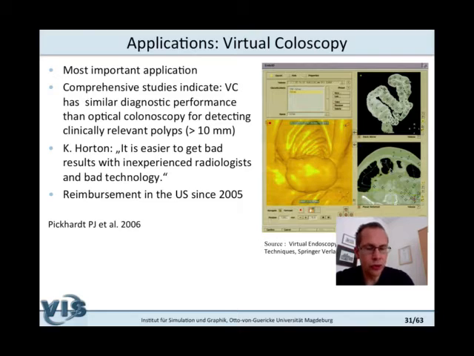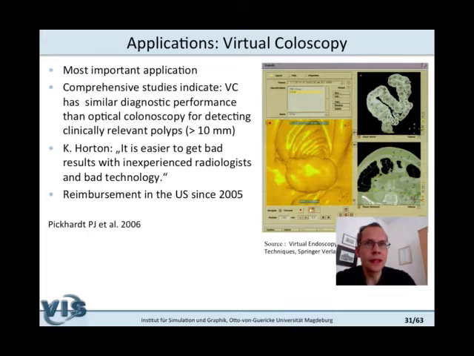Comprehensive studies, I mentioned this briefly in the last video lecture, showed that in particular virtual colonoscopy has a similar diagnostic performance to optical colonoscopy for detecting clinically relevant polyps. And these are not the smallest ones, but those that are beyond 10 millimeters. Not all studies indeed showed such a favorable result for virtual colonoscopy. There are also studies that show that optical colonoscopy is significantly superior to virtual colonoscopy. But these studies are not very good.